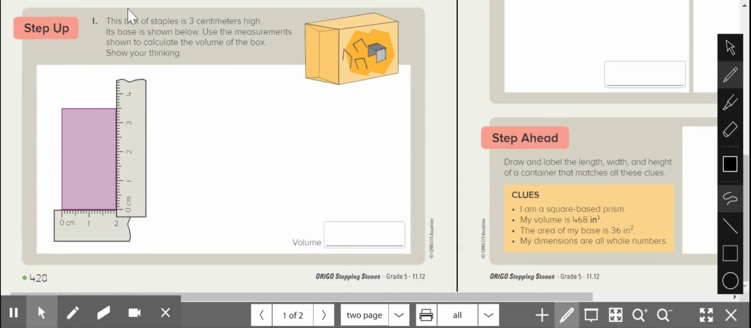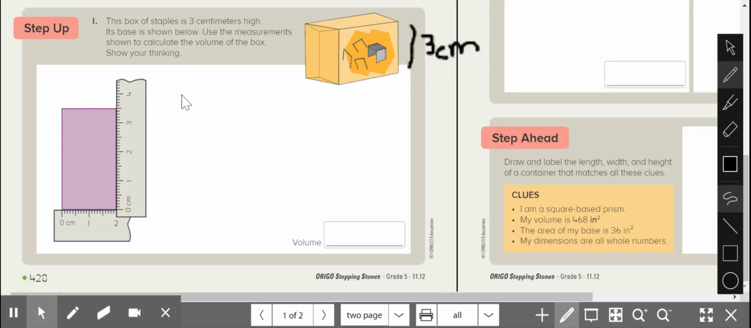Whew. The height, the box of staples is 3 centimeters high. Its base is shown below. This is the base, evidently. This is the box. Use the measurement shown to calculate the volume of the box. Show your thinking. So the height is 3 inches, or 3 centimeters. Keep that in the back of our heads.